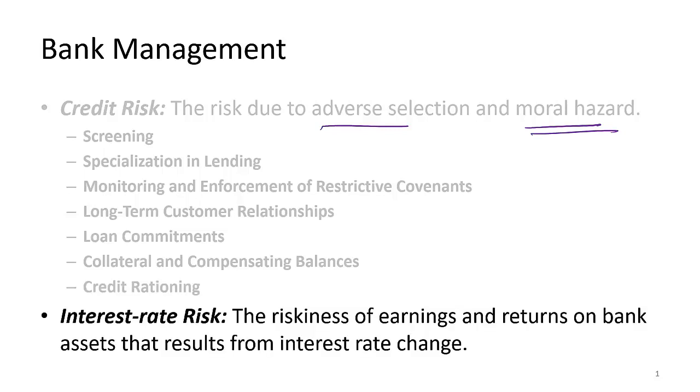Another aspect of risk is the interest rate risk. This is the riskiness of earnings and returns on bank assets that result from interest rate changes. Just to give an example, suppose you are taking out a mortgage, and a mortgage can be a fixed rate mortgage or an adjustable rate mortgage. Let's say you are taking out a fixed rate mortgage. Suppose you get a mortgage at 4%. What if after 10 years the interest rate goes up to 8%?